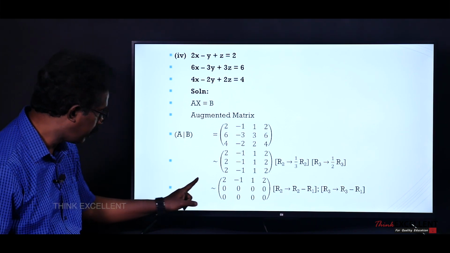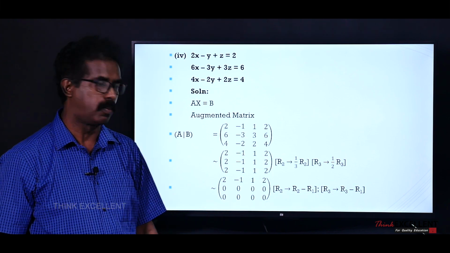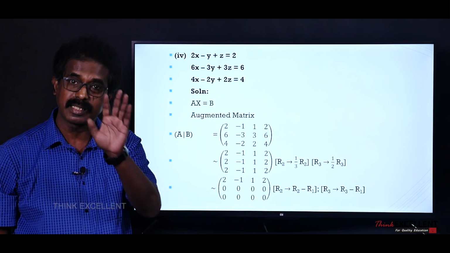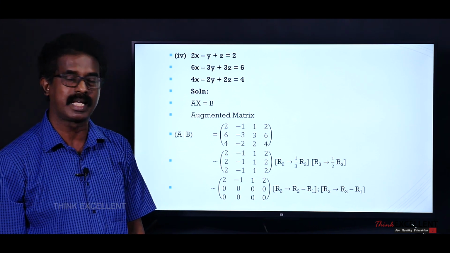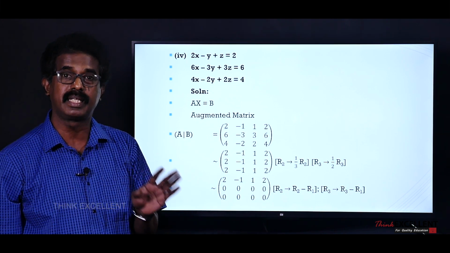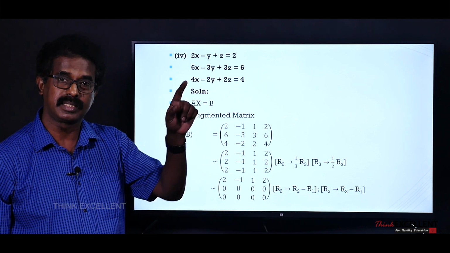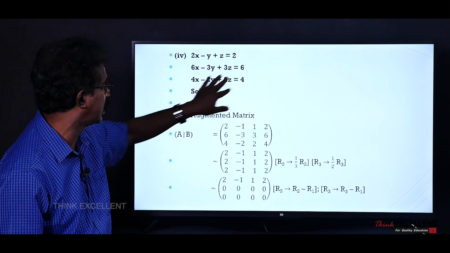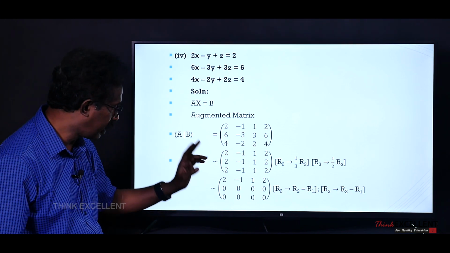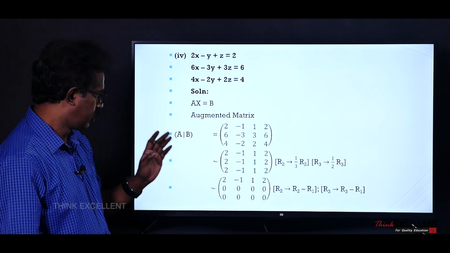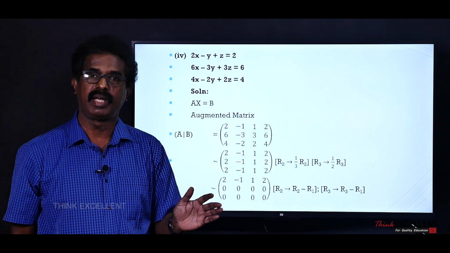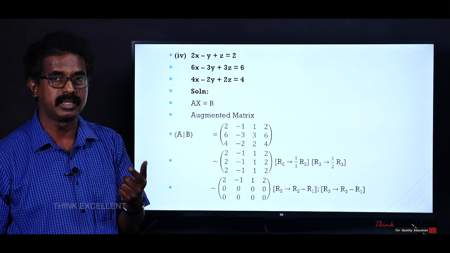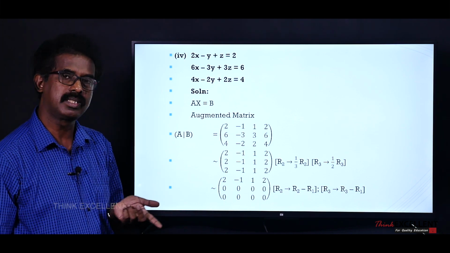What is rank of AB? 1. What is rank of A? That also 1. Here fully zeros, right? Ranks are equal, so consistent. Which type of consistency? Since it is less than number of unknowns. How many unknowns are there? 3 unknowns, x, y, z. Here we are getting 1 and 1. So rank of AB equal to rank of A equal to 1, but less than number of unknowns. So consistent. Which type of consistency? Infinitely many solutions. How can you solve it?